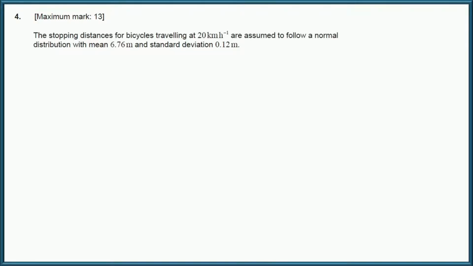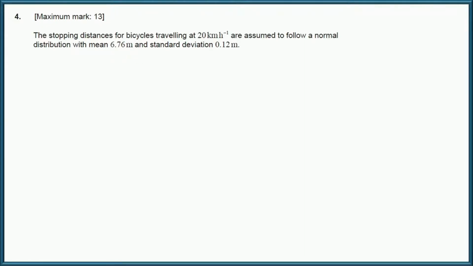All right, now on to part E, or part 4. Part 4, I think, is the trickiest one. We've got some calculator work and we got some stuff to figure out. Okay, so it says the stopping distance for bicycles traveling at 20 kilometers per hour, right? They're slowing down, though. 20 kilometers per hour are assumed to follow a normal distribution with a mean of 6.76 meters and a standard deviation of 0.12 meters.